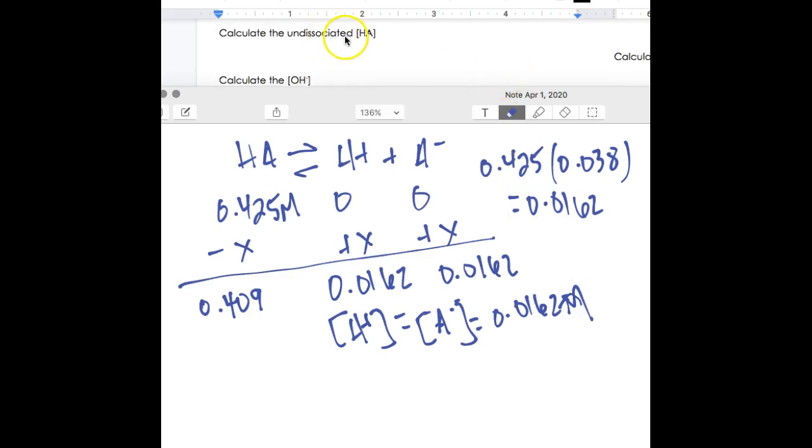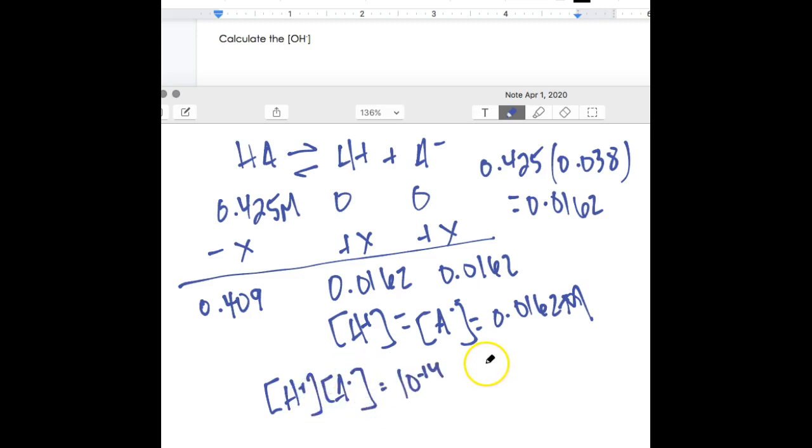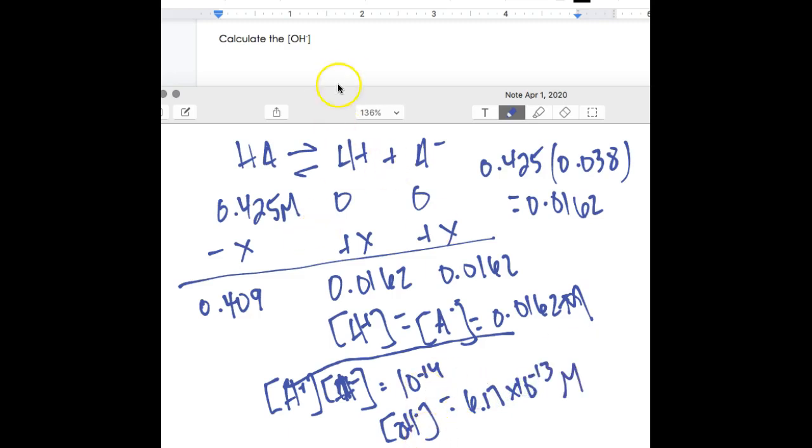Alright, calculate the undissociated HA. It's right there. That's the amount that did not dissolve. Calculate OH. So you have H plus. How do you convert that into OH? You guys learned already that you could interconvert between that and that. And when you do that, you're going to plug in this number in here and get OH minus. Okay, so this right here should be OH minus. That's actually my bad right there. OH minus is going to equal 6.17 times 10 to the negative 13. So that is the hydroxide concentration.